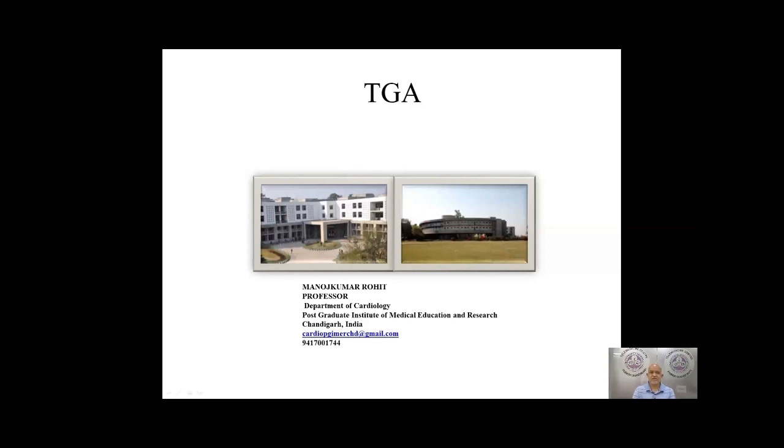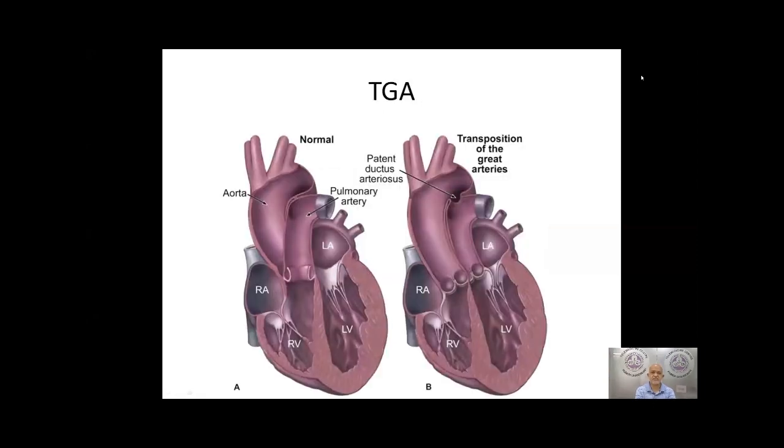Good afternoon. The second talk of this meeting is Transposition of Great Arteries. I think the theme of this meeting is echocardiography in congenital heart disease. It's a rather long topic. TGA has two types: DTGA, what is called Transposition of Great Arteries, and LTGA, or congenitally corrected TGA. Because of the time limitation, I have limited myself to the transposition of great arteries, or DTGA.